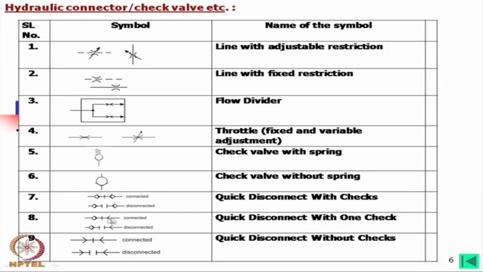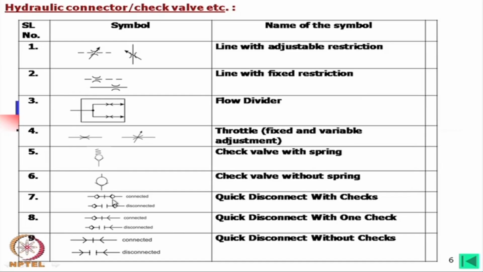Now, in this case, what we find is that this is the same as before, the only thing is that there is only one check valve and the other has no check valve. Then this is a quick disconnect without check valves, there is no check valve. Okay. And depending on the purpose, these are used.